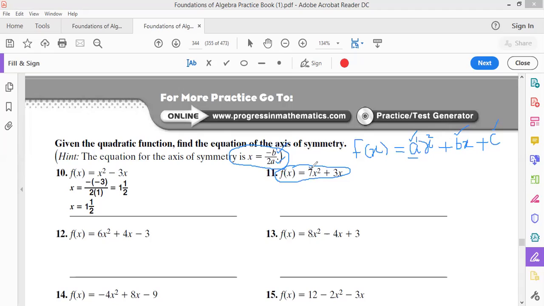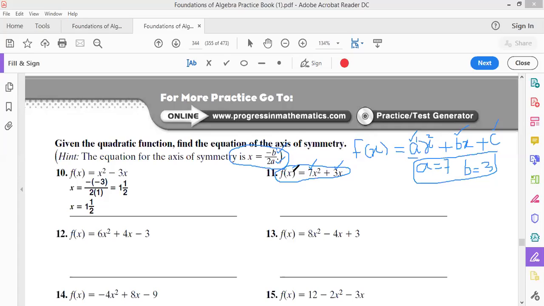Now just check this function in question 11. Beside x squared, what is the number? 7. Yes, so here a is 7. And with x, what is the number? 3. So this is the value of b. First of all, you must know the value of b. Beside x squared, this will be a, and beside x, it will be b. Is this step clear about a and b? Yes.